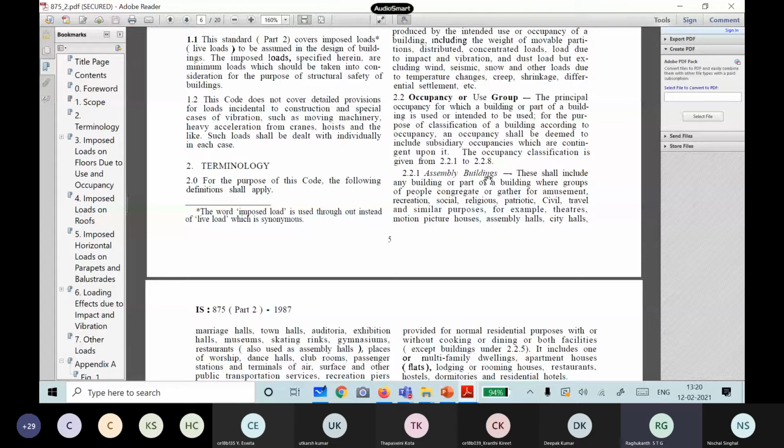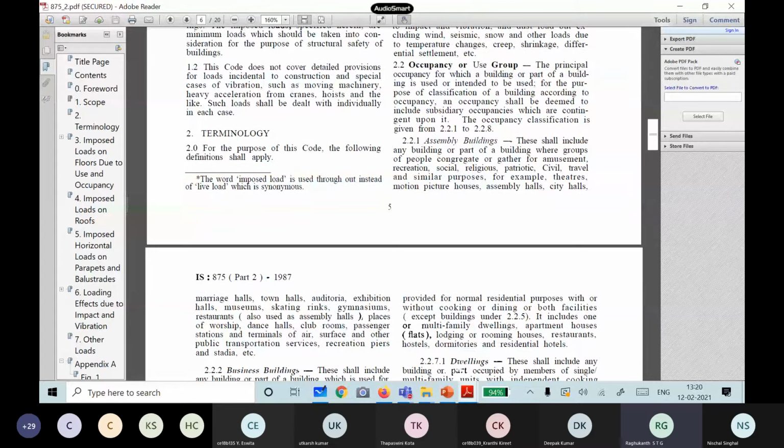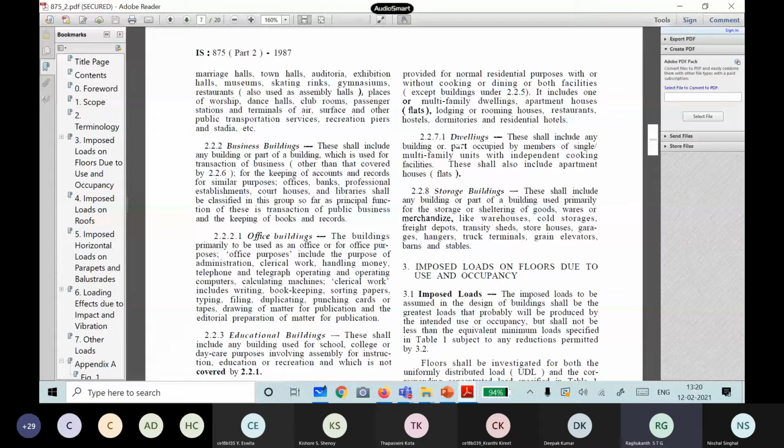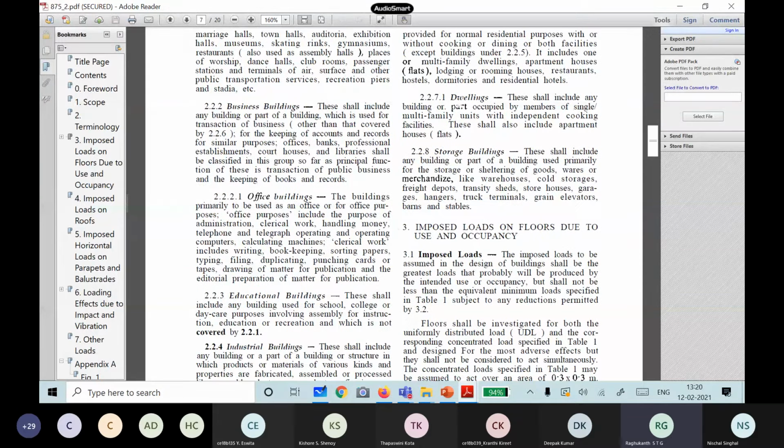One is assembly building here. You can see, right? Assembly building. Assembly building means function halls or amusement places where people gather, for recreation, social or religious purposes. All kinds of things come under assembly buildings. Then they have business building, the second one, 2.2.2. They have defined business buildings as offices, banks, courthouses, libraries. Then we have office buildings also.